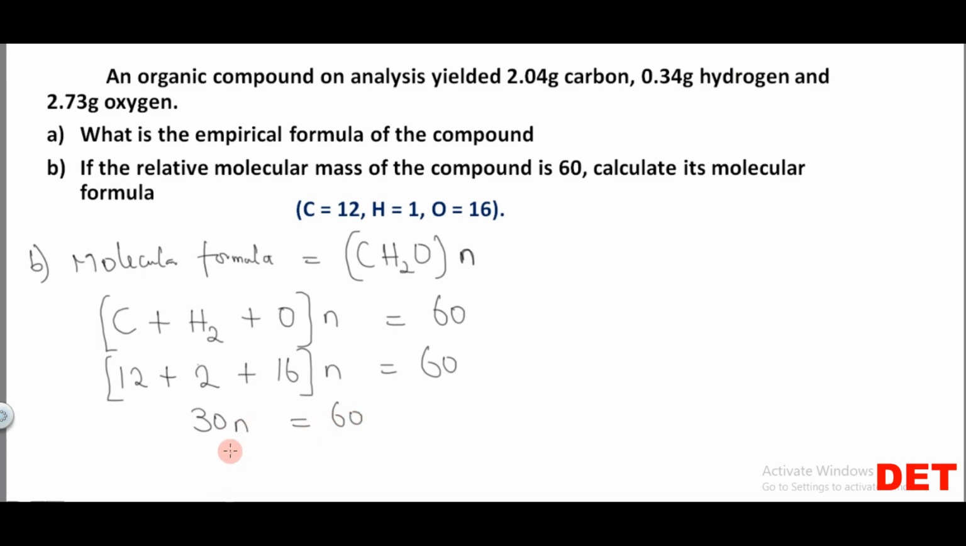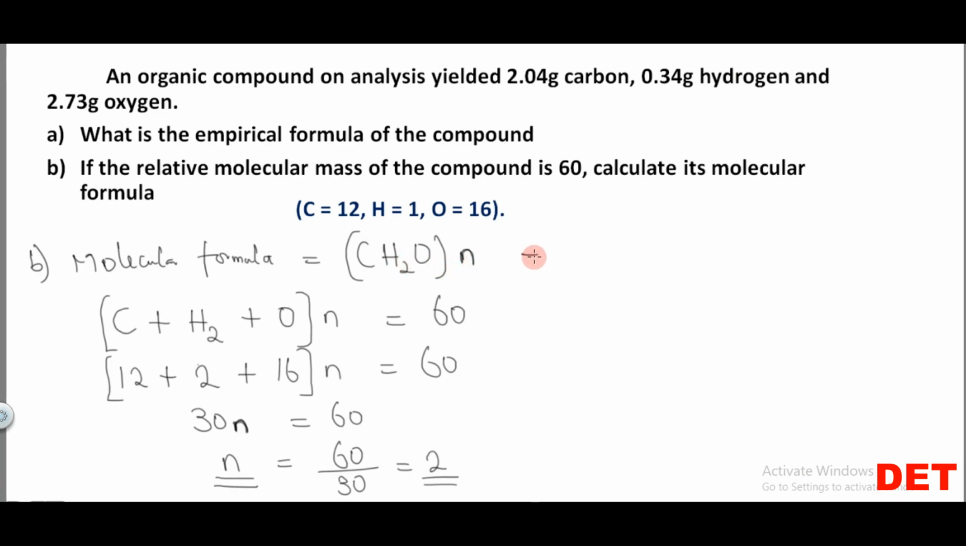To find the value of N, you divide both sides of the equation by the coefficient of N. The coefficient of N is the number attached to N, and that is 30. So N will be equal to 60 divided by 30, and that will be equal to 2. So N, the whole number multiple, is equal to 2. Again, the molecular formula is equal to the whole number multiple of the empirical formula.